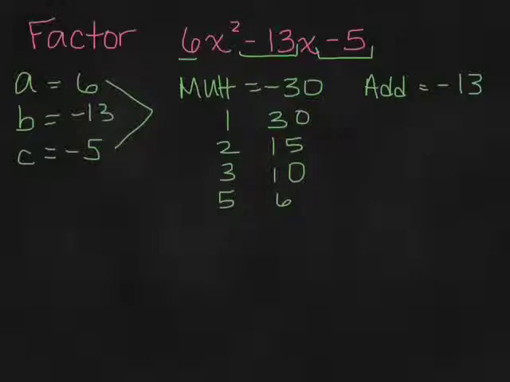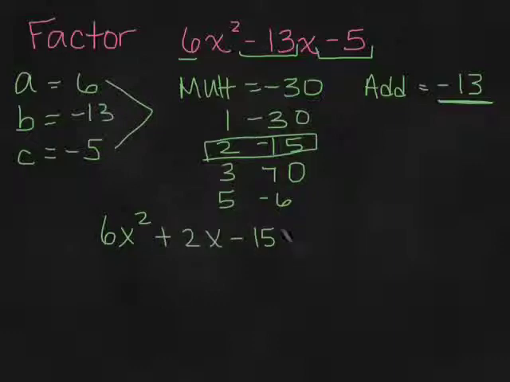Now I start looking at the signs. Again, to multiply to get a negative, I need one of the numbers to be negative and one to be positive. To add to get negative, I need the bigger number to be negative. So the numbers that I choose are 2 and negative 15 because they add to get negative 13. So again, I rewrite my middle term with my two numbers with x's with them. Essentially, the 2x minus 15x equals the 13x from the beginning.